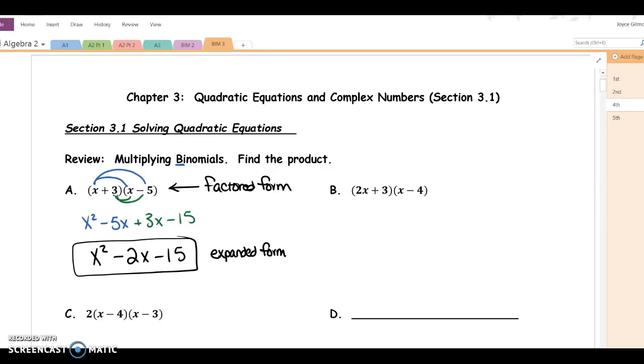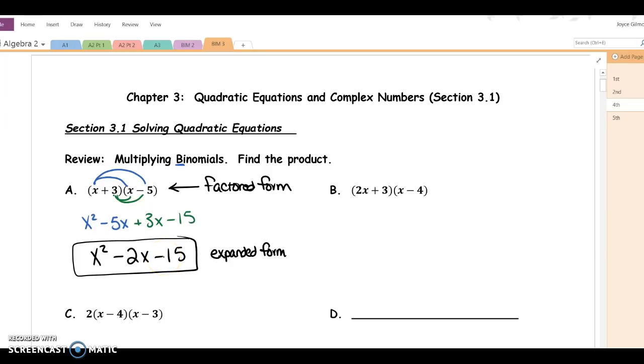Take a look at this expanded form. Take a look at the number -2 in front of the x and the -15 at the end. And now go back to the factored form. See, in the factored form, there's 3 and -5. I want you to see if you notice anything about the 3 and the -5 and how maybe those two numbers are related to this -2 and the -15.